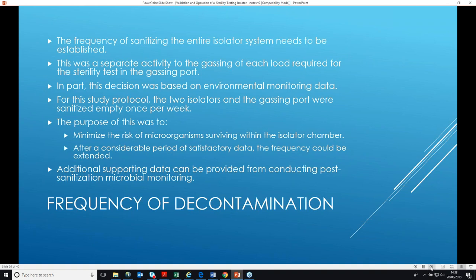So this was based on a risk assessment, and here environmental monitoring data fed into that risk assessment. And the outcome was to sanitize the two isolators once per week. And the purpose here was to minimize the risk of microorganisms surviving within the core isolator. Over time, this established frequency can be reviewed and increased or even decreased if necessary. Circumstances that might trigger this could include environmental monitoring data from sterility testing indicating an upward trend, or even a sterility test failure itself.